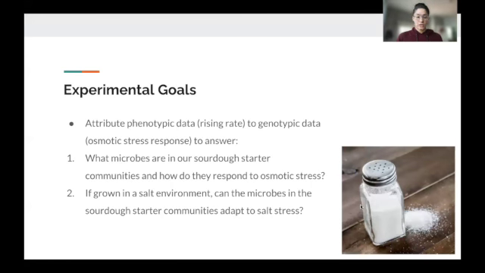And we were going to do that to answer which microbes in our starter communities respond to osmotic stress, and how. And then over time, if grown in a salt environment, can those microbes adapt to the salt stress? So basically, will starters that have been grown in the salts handle salt stress a little better? Is it selecting for microbes that have a better osmotic stress response?